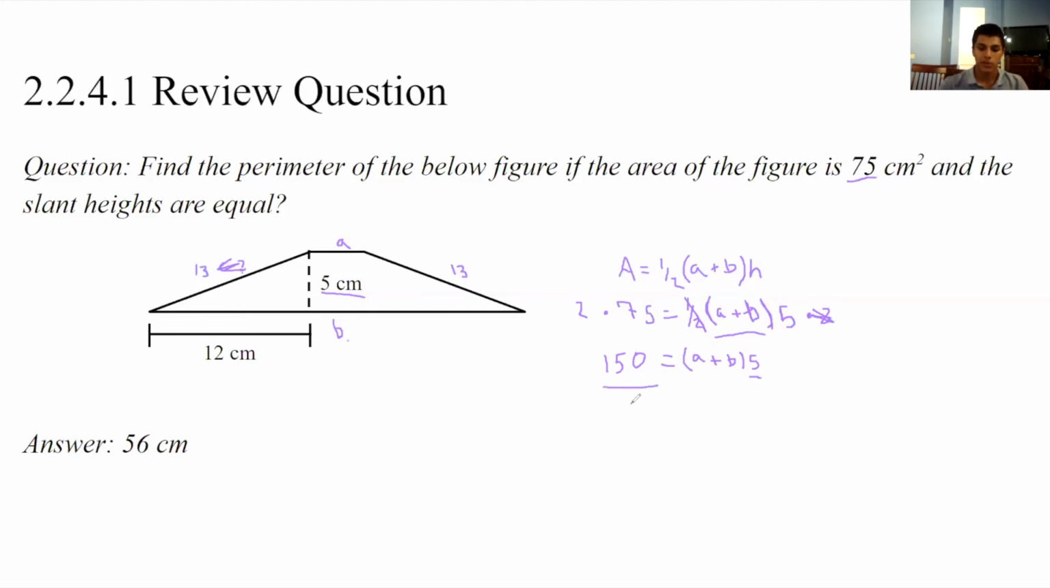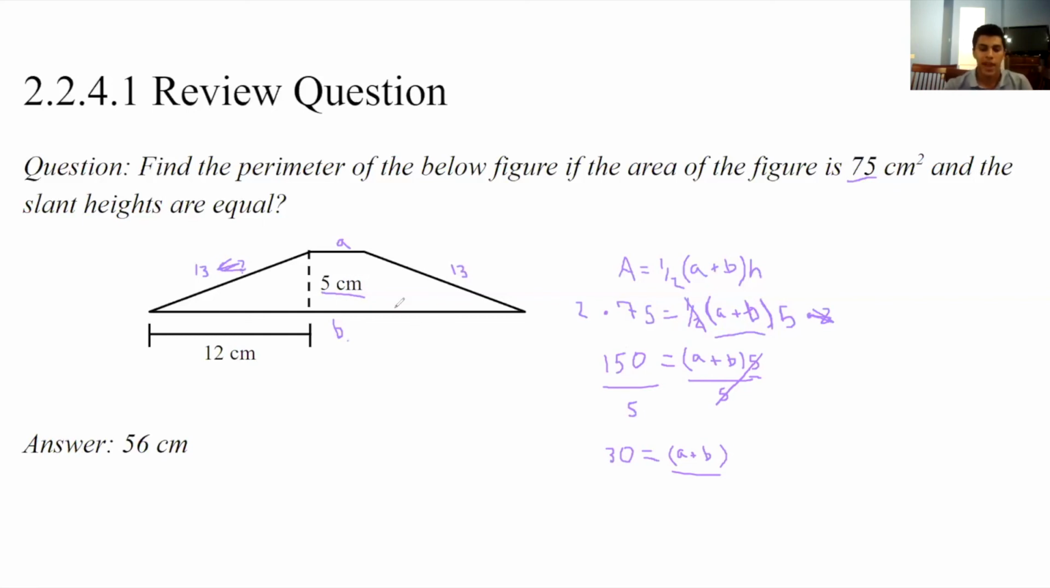So if we divide both sides by 5, divide by 5 here, divide by 5 here, well, we get 150 divided by 5 as 30, and then that equals a plus b times 5 divided by 5. And remember that times 5 and divided by 5 cancel out because that's the whole reason we're doing it. So that just leaves us with a plus b. So we know 30 is the value of a plus b together.